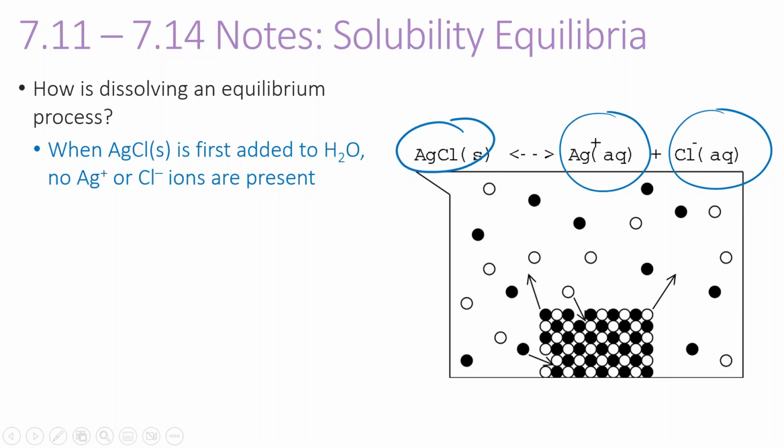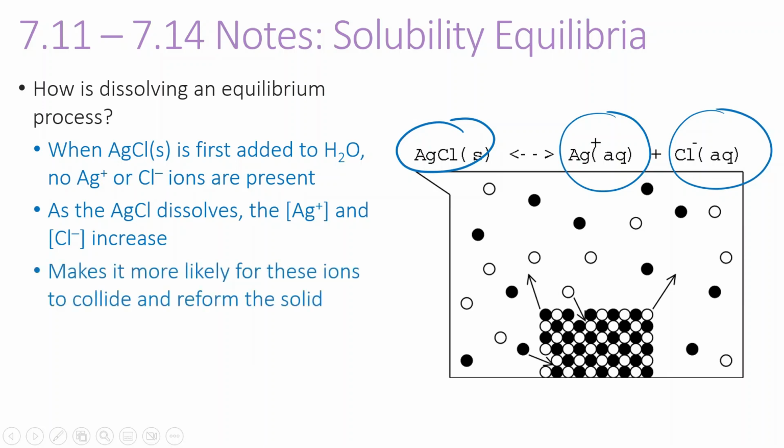But as some of that silver and chloride ion starts to dissolve, the concentration of those ions will begin to increase. And this makes it more likely for those ions to collide together and reform the solid. So in this diagram, you see some arrows representing the dissolving and some arrows that represent precipitation, the formation of the solid from those ions. This process reaches an equilibrium where the amount of AgCl, Ag+, and Cl- all remain constant.